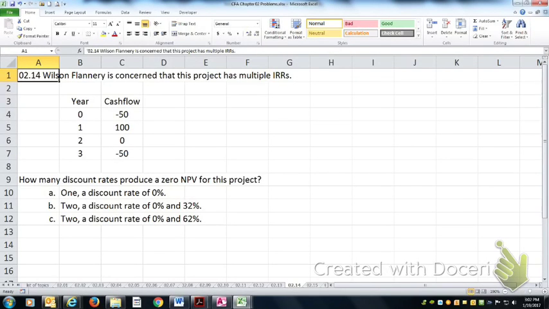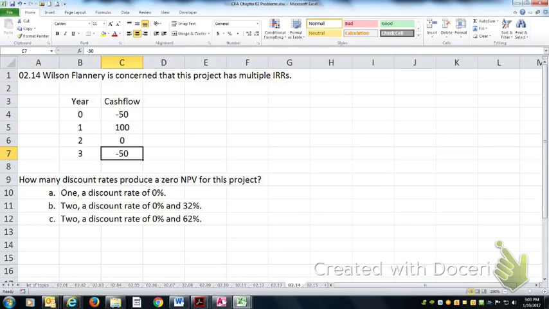This is problem 14 from Chapter 2 of the CFA Institute textbook, Corporate Finance, A Practical Approach, 2nd edition. In this problem, we're given some cash flows that are non-normal or non-standard cash flows. Standard or normal cash flows have a negative number followed by either zero or positives.